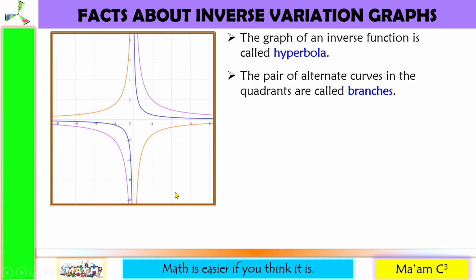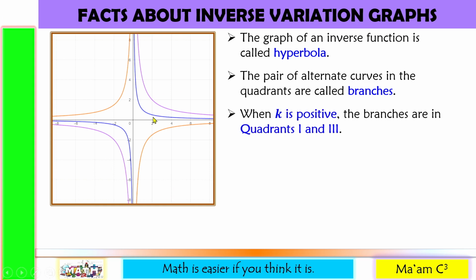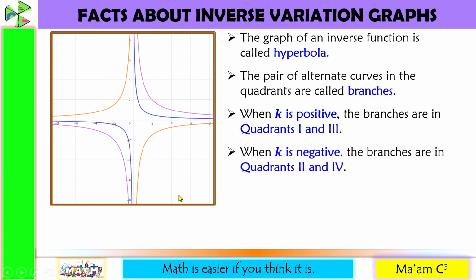When k is positive, the branches lie in first and third quadrants. Like the blue graph and the violet graph, it lies on first and third quadrants, meaning the value of k in these graphs is positive. If the branches of the hyperbola lies on the second and fourth quadrants, the value of k is negative, like in this orange graph. It lies on the second and fourth quadrants, so the value of k here is negative.